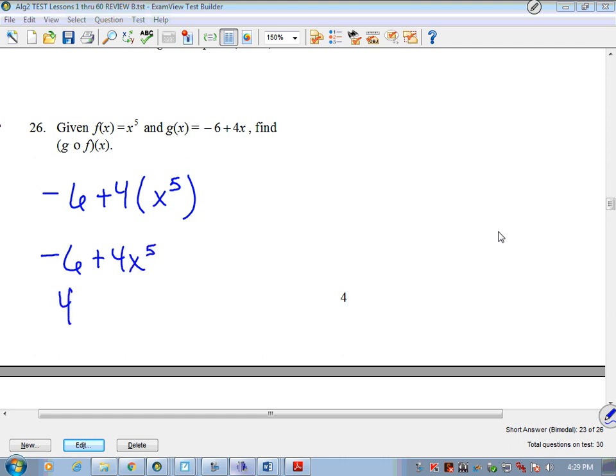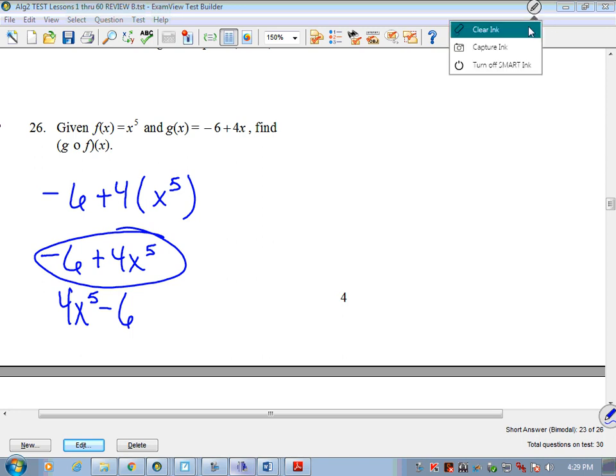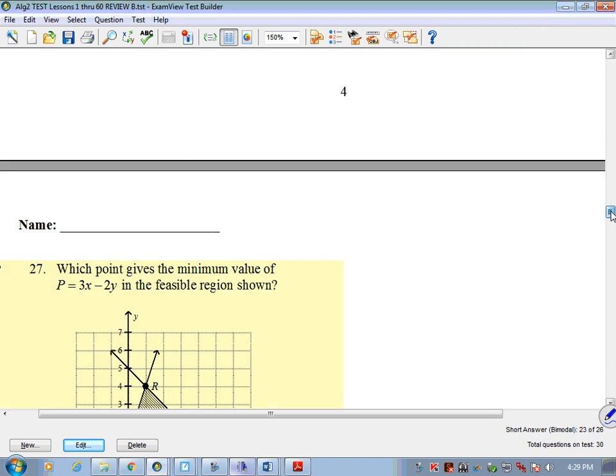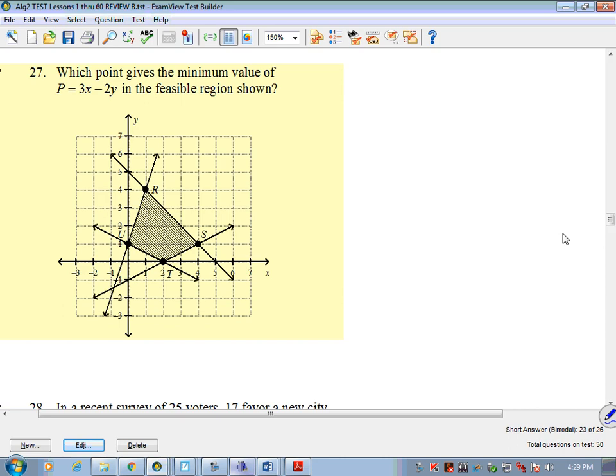I would rewrite that as 4x to the 5th minus 6. But either way, in fact, they leave their answer exactly like that. So that will work right there for 26. Okay, pretty simple. 27, this is another linear programming question.